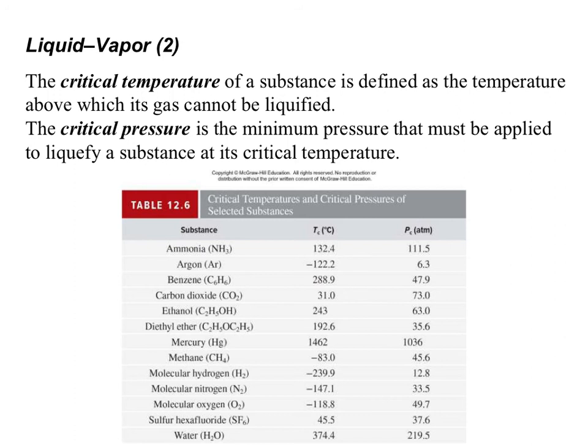The critical temperature of a substance is defined as the temperature above which its gas cannot be liquefied. The critical pressure is the minimum pressure that must be applied to liquefy a substance at its critical temperature. These are values specific to molecules, and you will probably have to look them up if you require them.